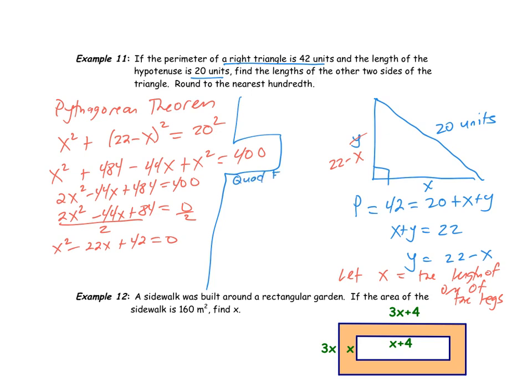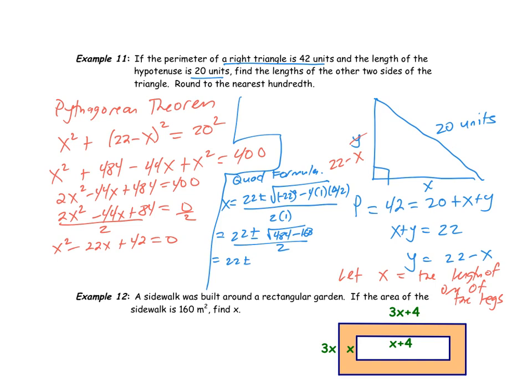So we want to use the quadratic formula. x is going to be equal to negative b, so that's going to be 22, plus or minus the square root of b squared, so negative 22 squared, minus 4 times a, which is 1, times c, which is 42, all over 2 times a, which is 1. And we'll start simplifying. So we get 22 plus or minus the stuff under the square root, 484 minus 168, all over 2. And that's going to give us 22 plus or minus the square root of 316 over 2.